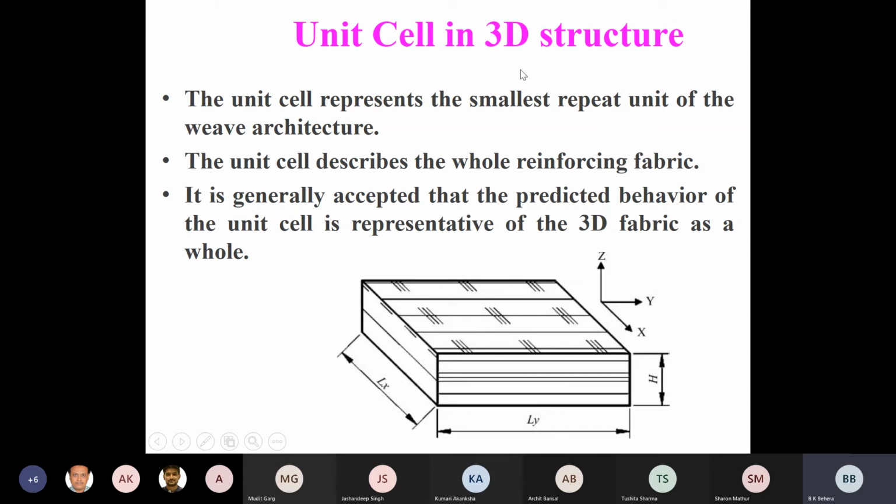So the unit cell represents the smallest repeat unit of the weave architecture. The unit cell describes the whole reinforcing fabric. It is generally accepted that the predicted behavior of the unit cell is representative of the 3D fabric as a whole. These are just our assumptions.